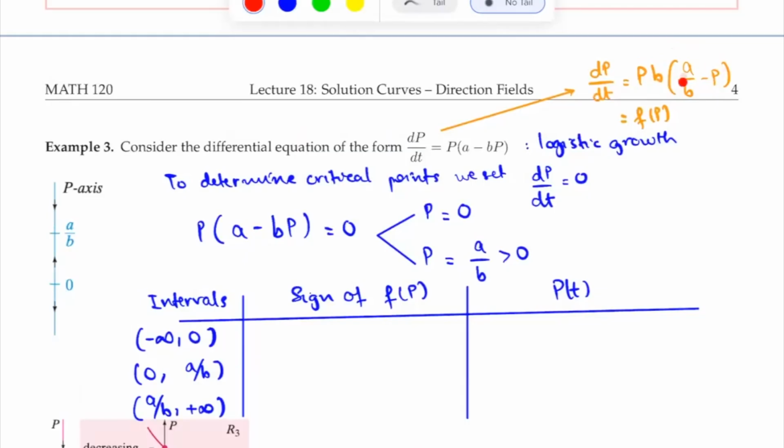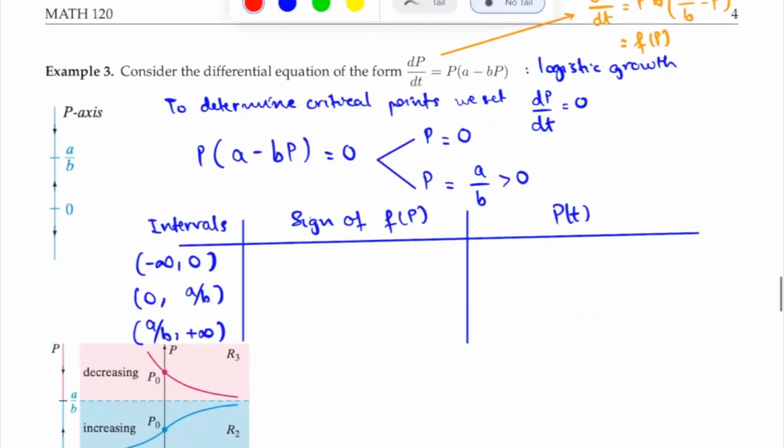Now for this term, A over B minus some negative number, so minus negative becomes positive. So this term is positive. So positive, positive, negative. Therefore, in the interval between negative infinity and 0, the sign of f of P is negative. Because the sign of f of P is negative, the function P of t is decreasing. And hence the arrow is pointing down, away from 0, downward, right here.